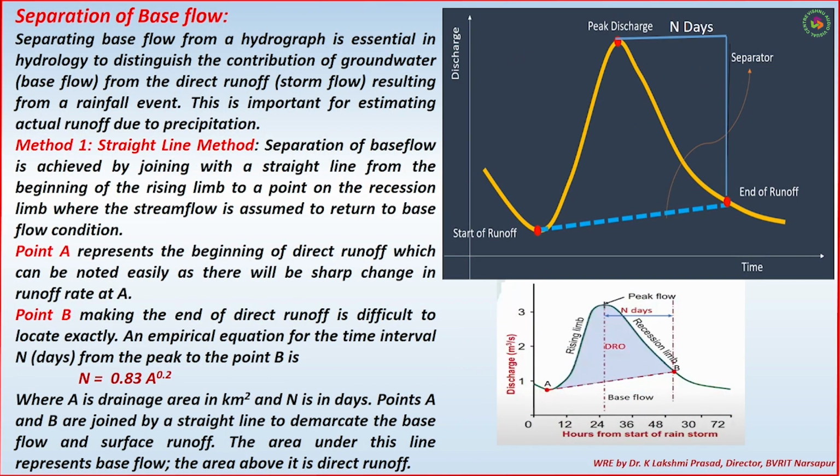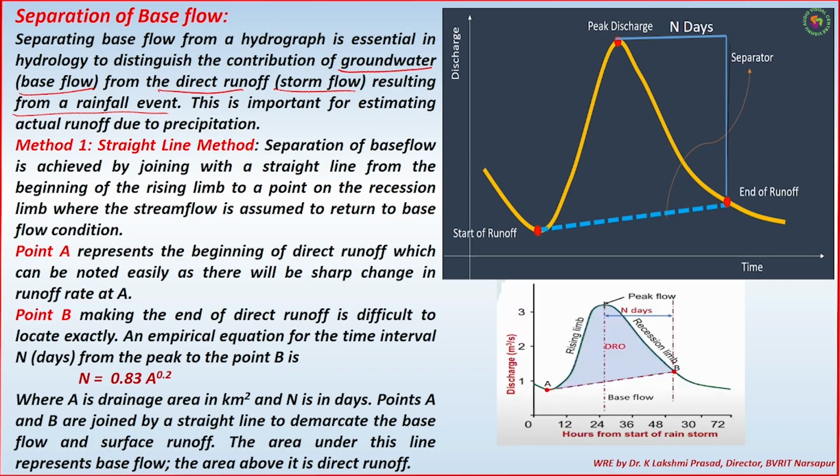Now see what the separation of base flow is. Separating base flow from a hydrograph is essential in hydrology to distinguish the contribution of groundwater from direct runoff. Groundwater means base flow. Direct runoff means the stream flow or storm flow resulting from a rainfall event. This is important in estimation of the actual runoff. If you want to estimate the actual runoff, you need the direct runoff. How to get the direct runoff? Take the storm hydrograph, separate the base flow, and then you get the direct runoff. That is what we are studying.